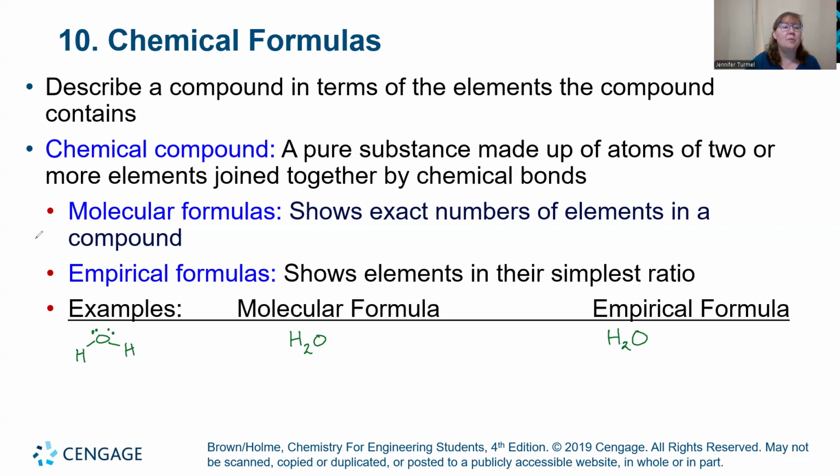Now, the next example that I have here is HOOH, which is hydrogen peroxide, and it's H2O2 for hydrogen peroxide. The empirical formula for this is a simple ratio, and it would be HO.